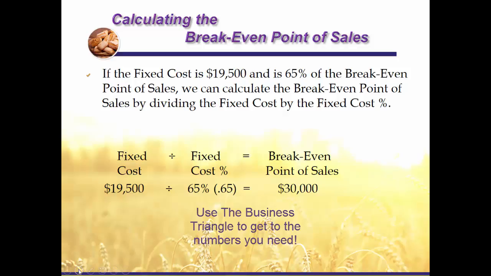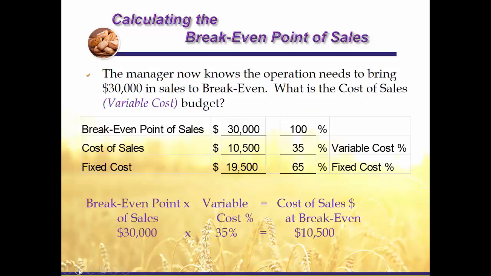So here's where we can really pull in that power triangle, or the triangle that we were using in class. The fixed cost of $19,500 is divided by 0.65, and that gives us our break-even point of sales at $30,000. So the manager now knows the operation needs to bring $30,000 in sales to break even.